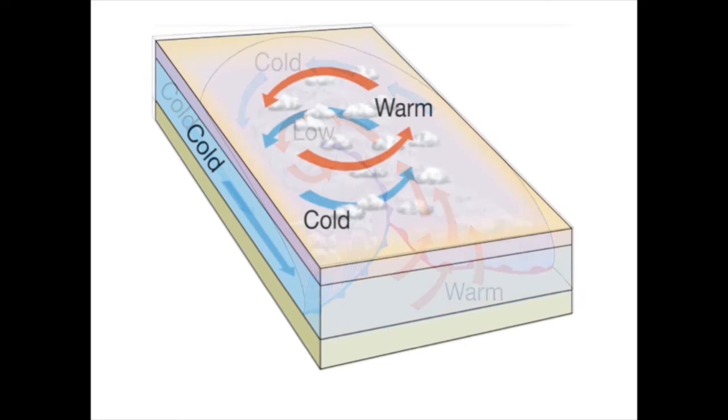In the final stage, the warm sector shrinks and the occlusion grows. All energy from the temperature contrast has been used up. Warm air has been lifted and cold air has sunk. Finally, the region becomes stable.